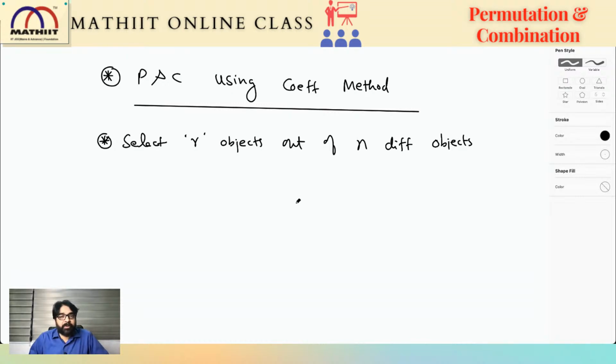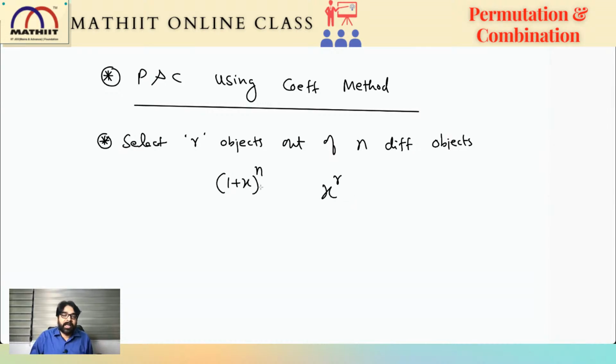Now what we used to assume, let's say object is x. So think carefully. If I say expand (1 plus x) power n and tell me what is the coefficient of x power r, you will say nCr. Coefficient of x power r is nCr. And selecting r objects out of n different objects is also nCr.